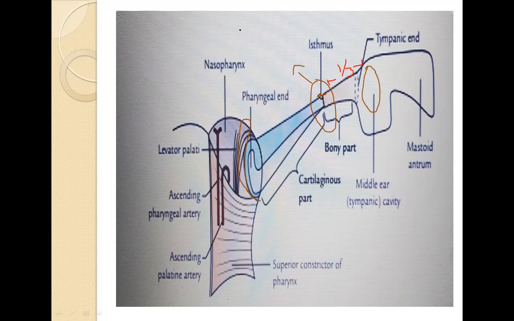So this cartilaginous part is present between the petrous part of the temporal bone and the greater wing of sphenoid. So this cartilaginous part will be present in a groove called the sulcus tubae. So sulcus tubae is where the cartilaginous part is located. Sulcus tubae is nothing but a groove between the apex of the petrous part of temporal bone and the greater wing of sphenoid bone. So in this groove is where the cartilaginous part of the auditory tube lies.